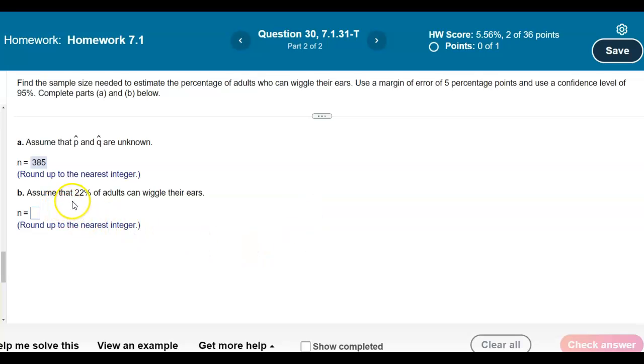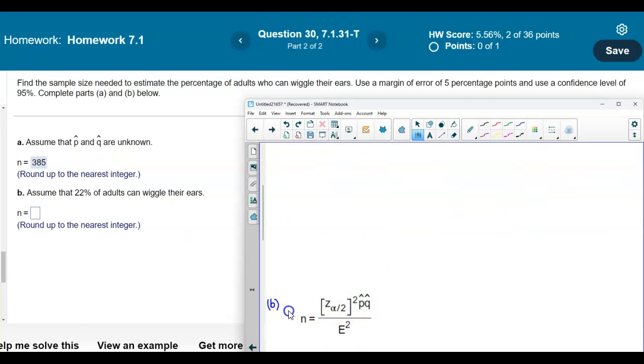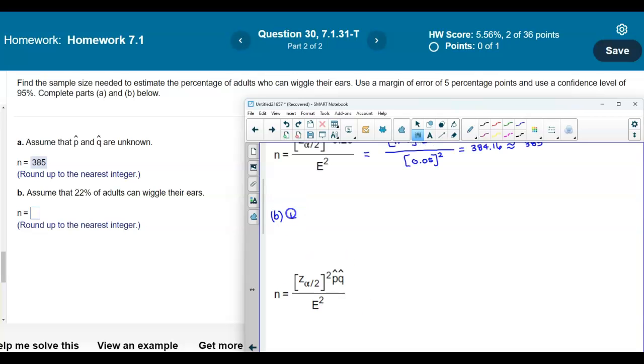Now it says assume that 22% of adults can wiggle their ears. Now that we're given a point estimate, we're going to use a different formula. That formula is the following: n is equal to the critical value squared times the point estimate times the complement of the point estimate, over the margin of error squared. We already found from the first part that the margin of error is 0.05. We also know that the critical value is 1.96.